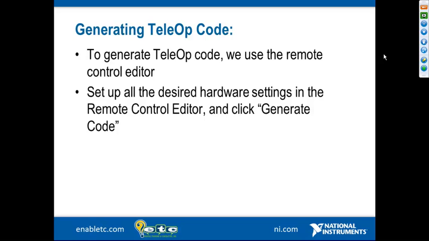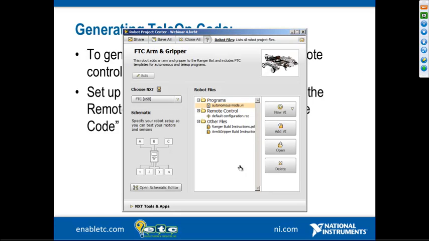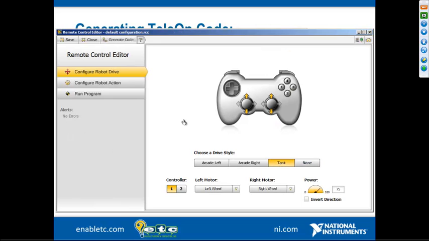Thanks. Okay, so generating teleop code. To generate the teleop code, we use the remote control editor. We set up all our desired hardware settings in the remote control editor and click Generate Code. So I'm going to go over to LabVIEW right now. As we see here, under the remote control, there's a default configuration file that is automatically going to be there when you create a new project under the FTC bot template. So it's already going to have a lot of its configuration set up.